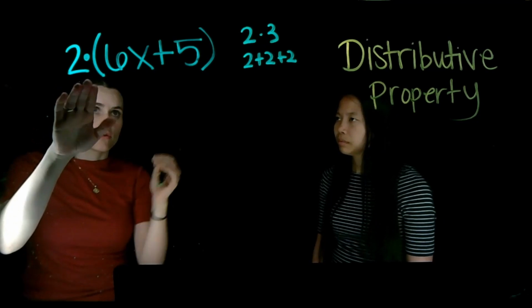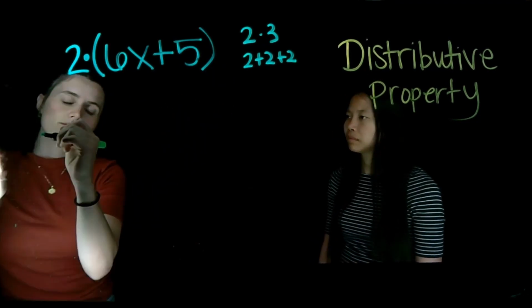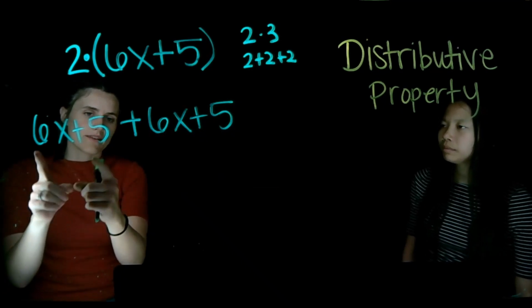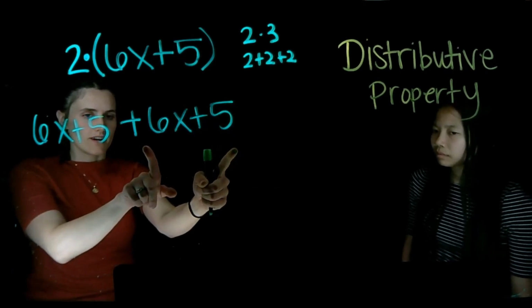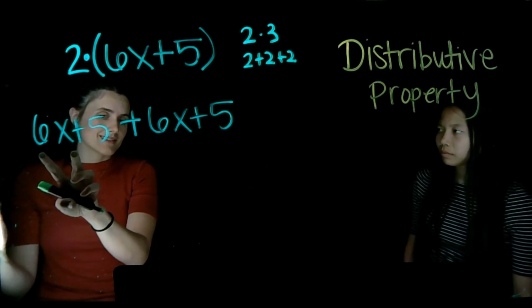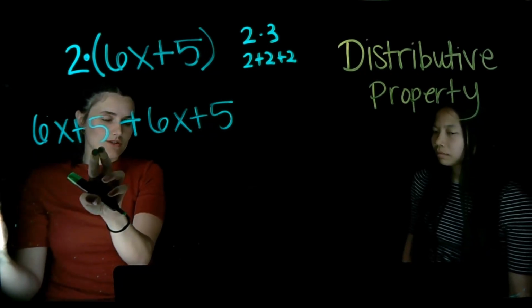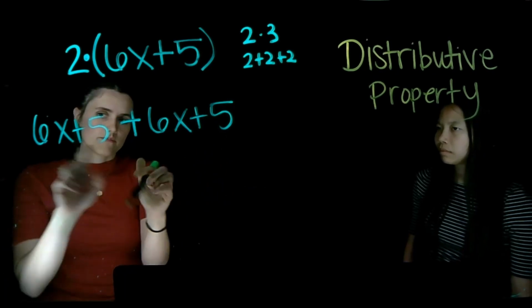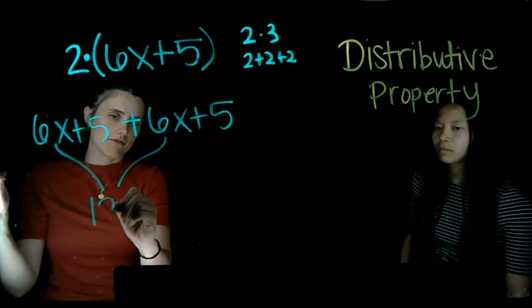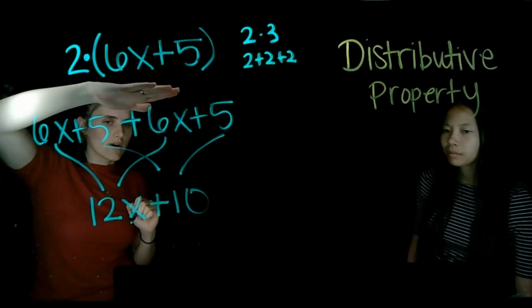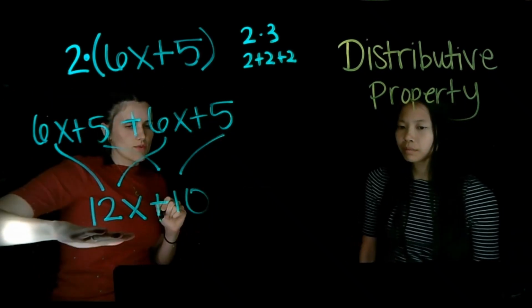So instead of 2 times 6x plus 5, we're going to rewrite it as 6x plus 5 plus 6x plus 5. And then we can combine the terms that are like. We know that we can't combine things if one of them has an x and one of them is just a constant. So we can only combine things that have x's together and things that don't together. So we have 6x and 6x. We add those together, we get 12x. And then we have 5 plus 5. We add those together, we get 10. The way that we can simplify this would be 12x plus 10.